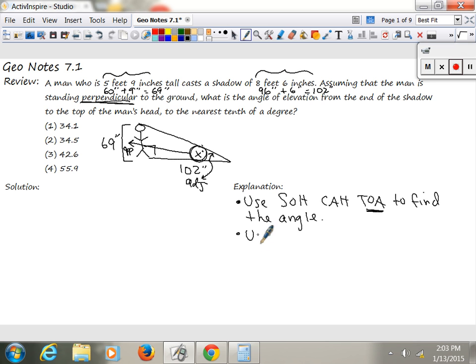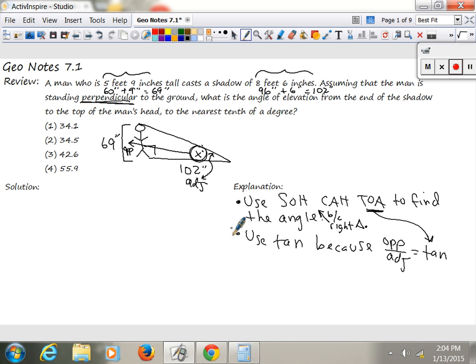So down here I'm going to put use tangent, because opposite over adjacent equals tan. Now one more thing I want to add to the first one. Use SOHCAHTOA to find the angle because, and I'm going to put b/c, it's a right triangle. We only use SOHCAHTOA because it's a right triangle. Otherwise, we would be using law of sines and law of cosines.